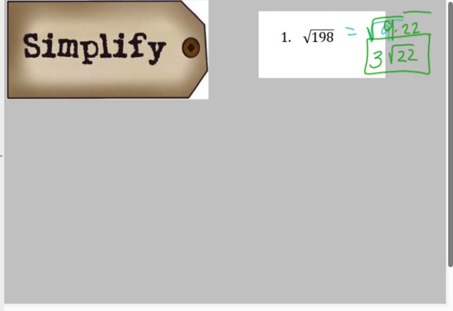Another way is you maybe like to go ahead and break it down. You might see that 9 times 22 is 198, and then you like to break it down even further. This is 3 times 3, and this is 2 times 11. Okay, so now I have it broken down into primes. Maybe you've seen it done this way.